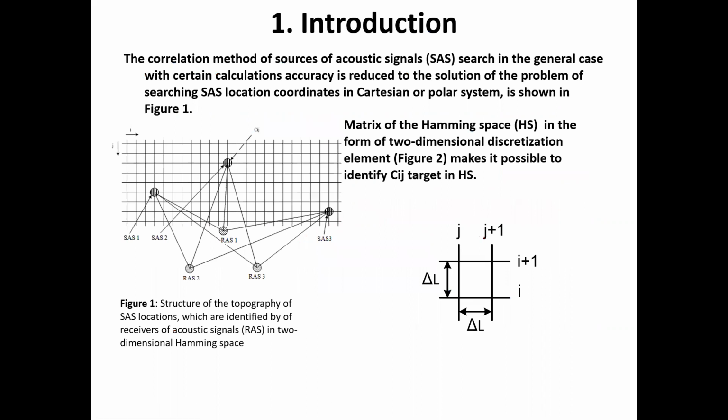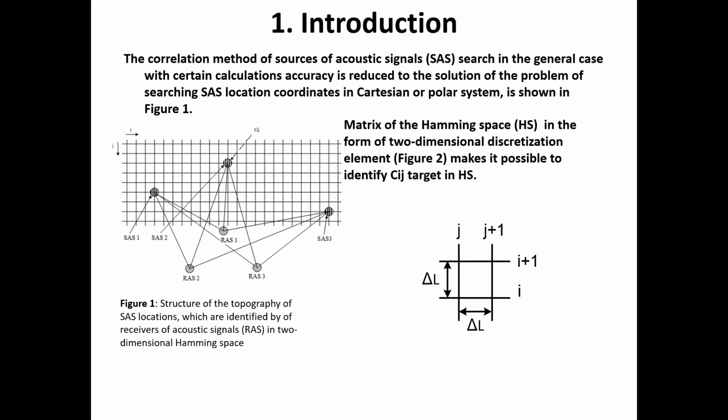Okay, so in the general case, the task of determination of the source of the acoustic signal consists in searching the location of the source of acoustic signals in the Cartesian or polar system. An example of this is shown in figure 1.